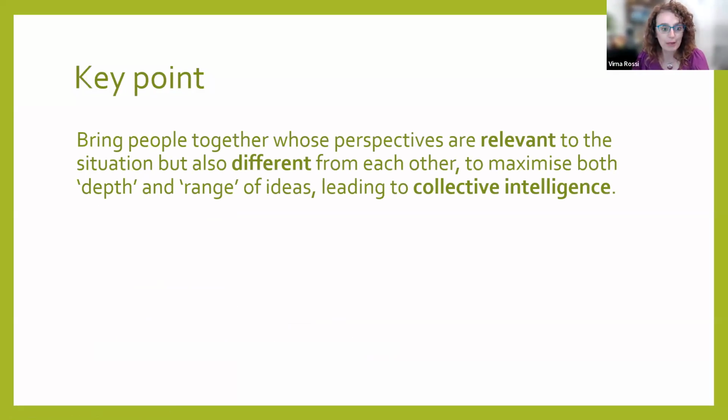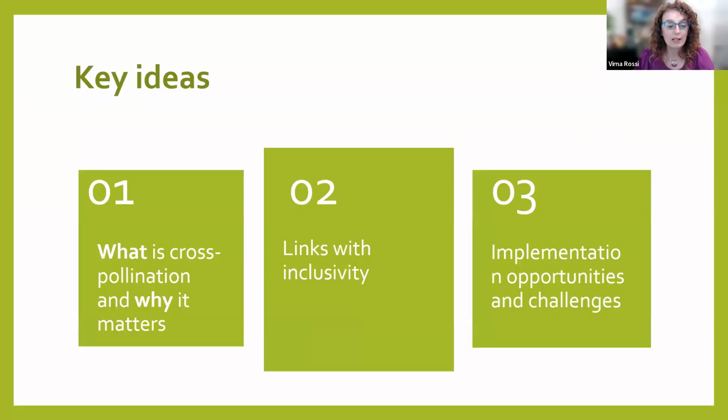So what's the key point? The key point is about bringing people together whose perspectives are relevant to the situation, whatever the learning is at hand, but also different enough from each other to maximize both the depth and the range of ideas, leading to collective intelligence. The idea is to create a new, much more holistic situation for this learning, where you literally use all of these different perspectives and intelligences collectively, and hopefully you get better results. So I've finished with the first point now: what is cross-pollination and why it matters? I hope that's clarified it for you.